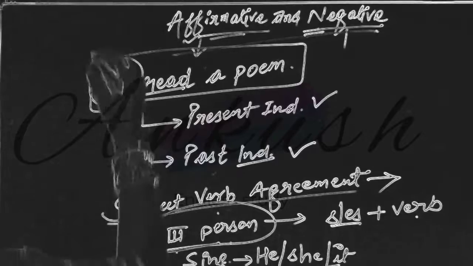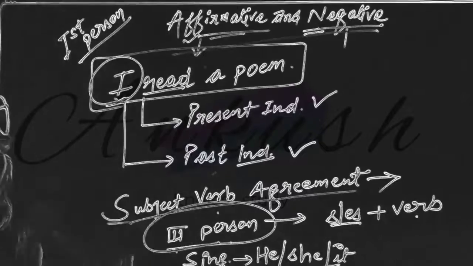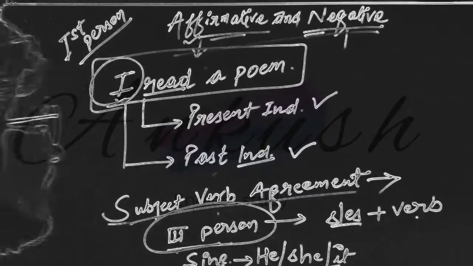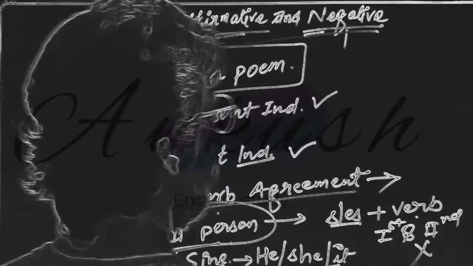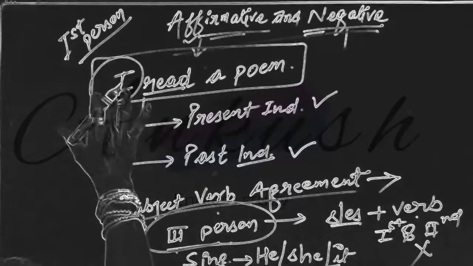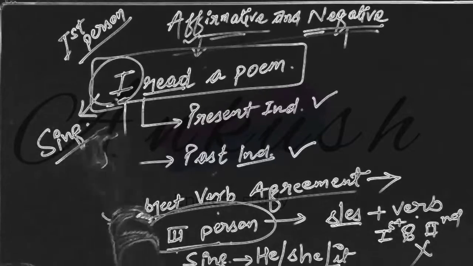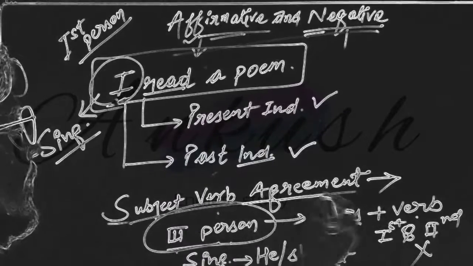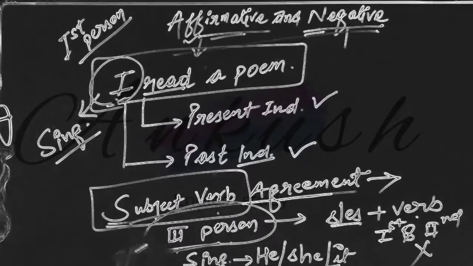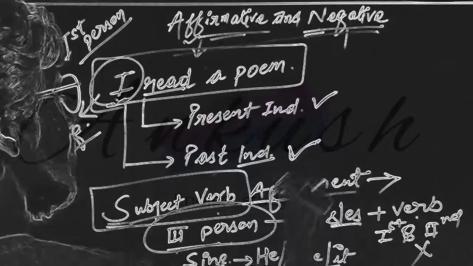But if we see, I is a first person pronoun. So this agreement or rule doesn't apply on first and second person. Therefore, being I a singular subject, we will not use s or es with read because it is not following the agreement which is made between subject and the verb. Because of this reason only, this sentence can be taken in present indefinite and past indefinite both.